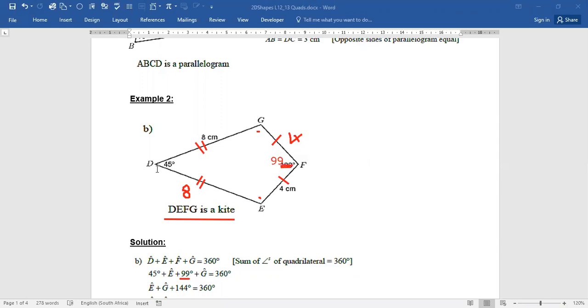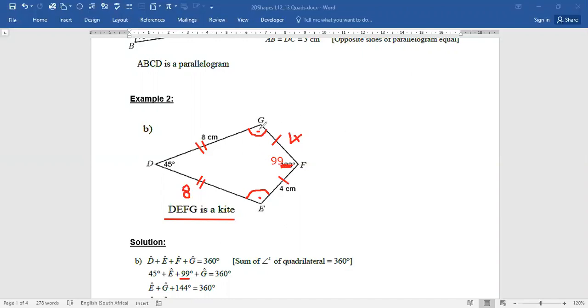And so F is 99. So we have these two values, but we don't have a value for G, and we don't have a value for E, but we do know from the properties of a kite that G is equal to E. So to work this out, the sum of angles of a quadrilateral is 360. So 360 degrees, take away the value of these two angles, which together add up to 144. 99 plus 45 is 144. So 360 minus, take away these two angles of 144 in total, will give you 216.